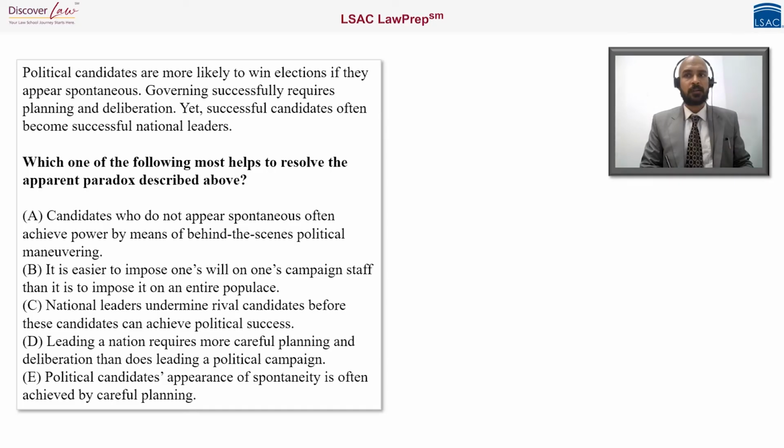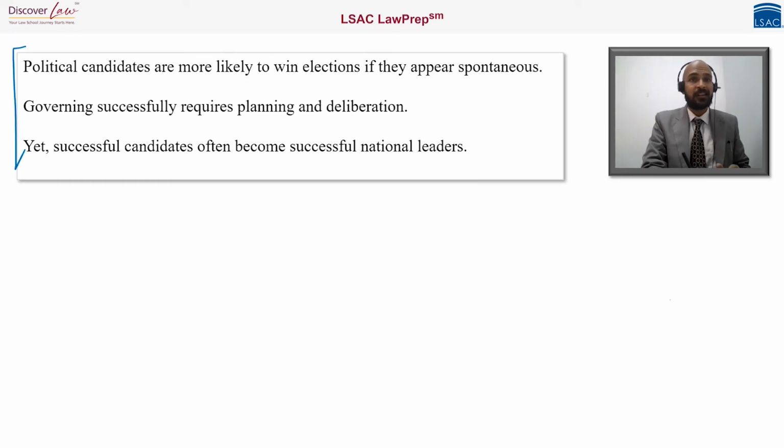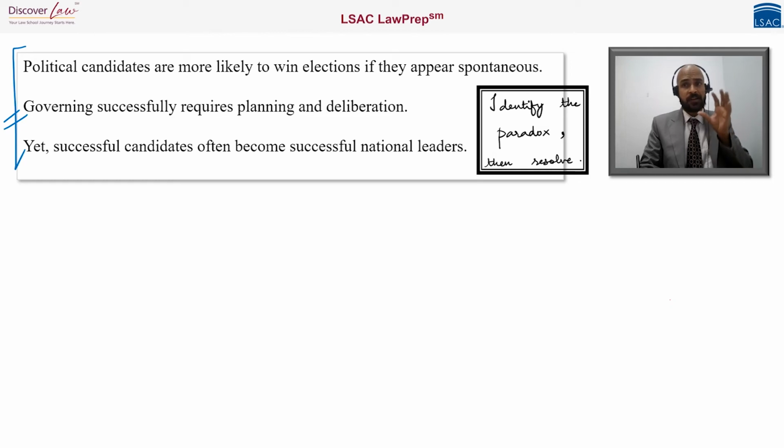Right, so the question says, which one of these helps resolve the paradox above? Try solving it yourself and then we'll go for it together. So here's our little passage that contains the paradox. How do you go about this? You first read this and try to identify what the paradox is. Then you see how you can resolve it. What do you need to resolve this paradox? That is basically the resolution. And then you look at the options and see which of these options resembles your resolution. Okay, so let's see what the paradox is.